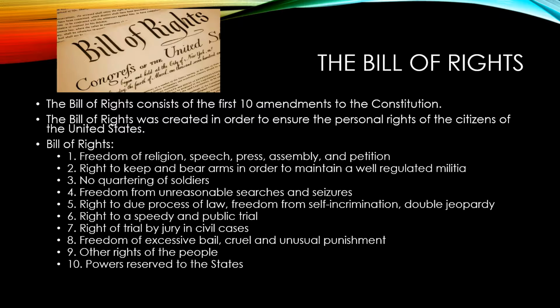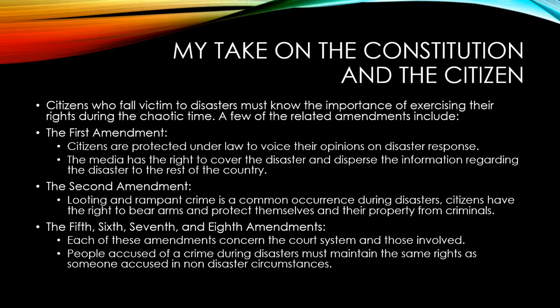The Bill of Rights consists of the first 10 amendments to the Constitution. The Bill of Rights was created in order to ensure the personal rights of the citizens of the United States. The Bill of Rights are as follows: freedom of religion, speech, press, assembly, and petition, the right to keep and bear arms in order to maintain a well-regulated militia, no quartering of soldiers, freedom from unreasonable searches and seizures, right to due process of law, freedom from self-incrimination, double jeopardy, right to a speedy and public trial, right of trial by jury in civil cases, freedom from excessive bail, cruel and unusual punishment, other rights of the people, and powers reserved to the states.